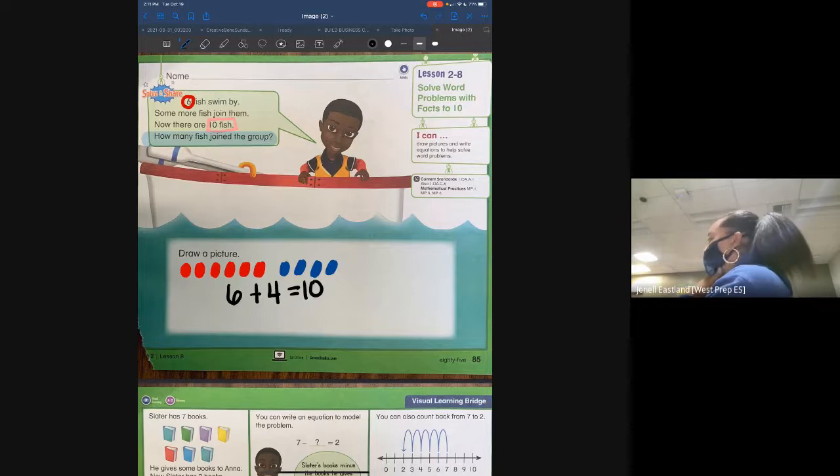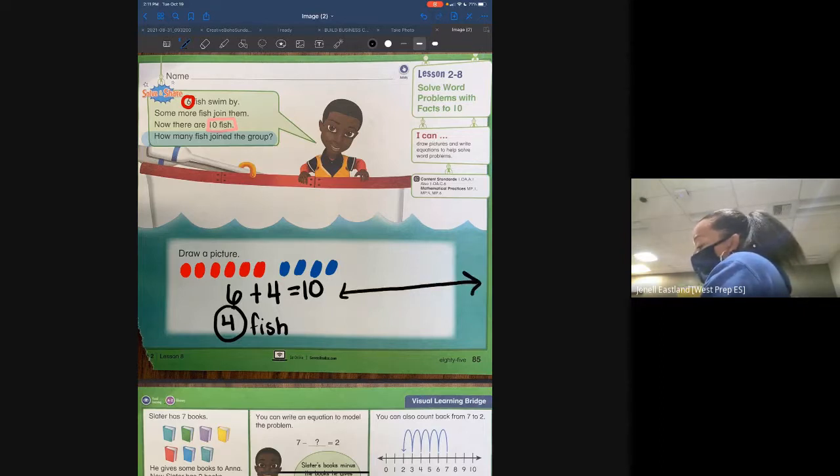So how many fish joined the group? 4. So 4 fish joined. 4 fish, right? Another way we could have solved it was using a number line. We could have drawn a number line, right? With 1, 2, 3, 4, 5, 6, 7, 8, 9, 10.